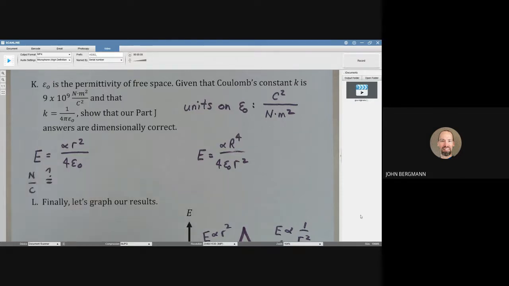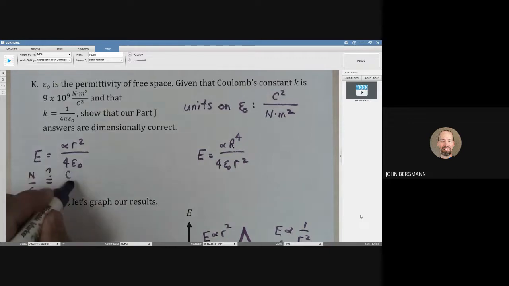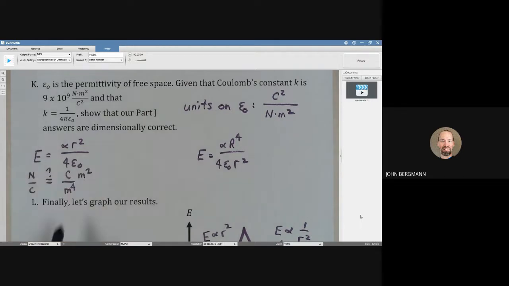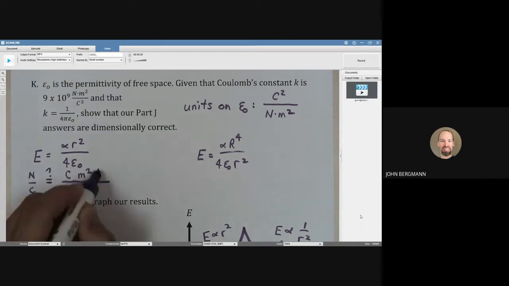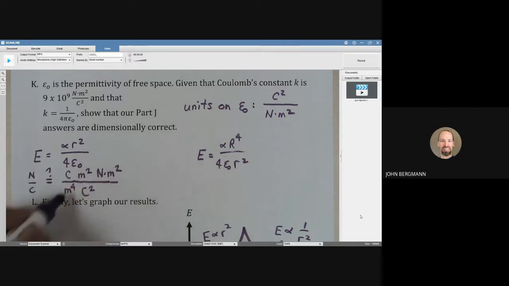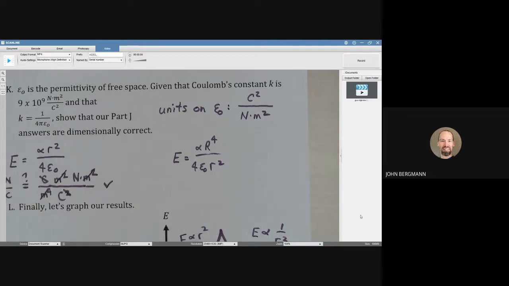Alpha, we decided early on, was coulombs per meter to the fourth. r squared is meter squared. Then we have epsilon naught, which has coulomb squared and newton meter squared. And what does that yield? The meters all cancel. One of those coulombs cancels. Look at that, newtons per coulomb. That does work out.